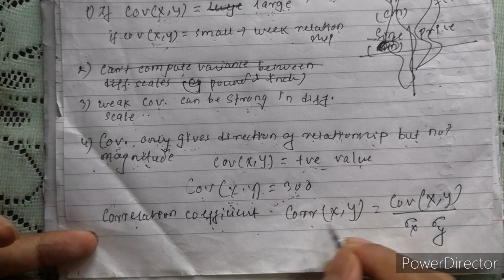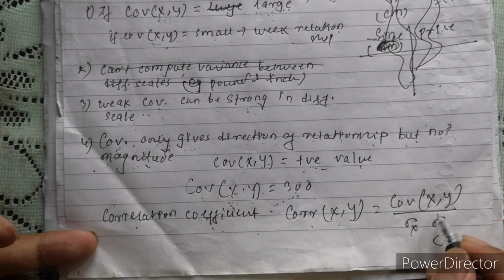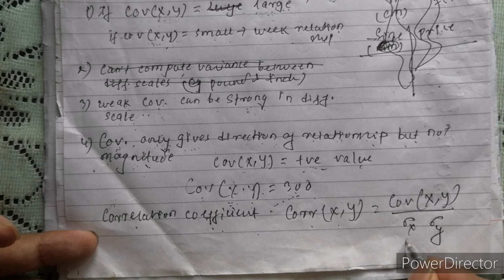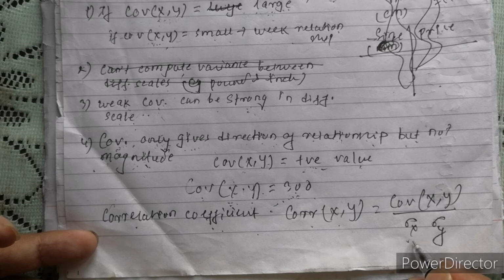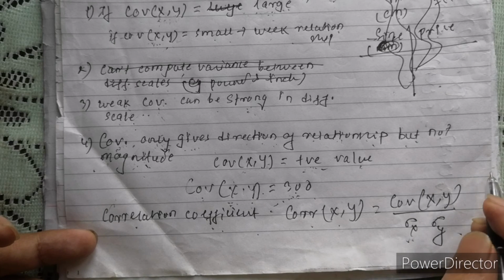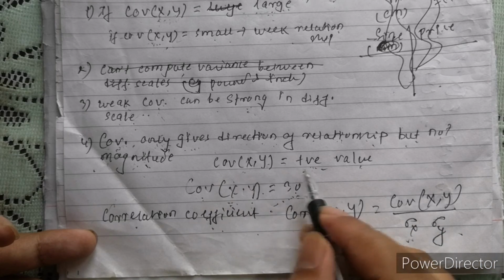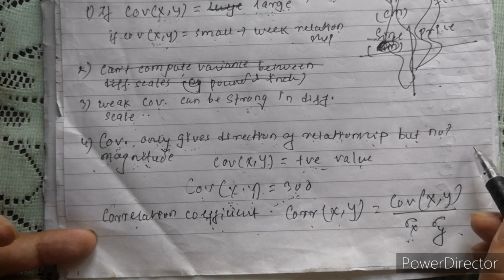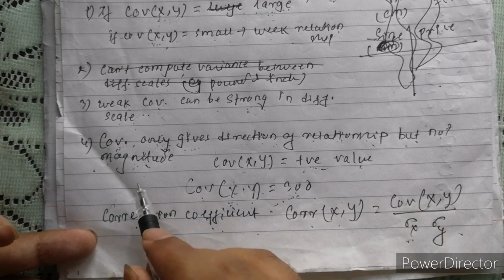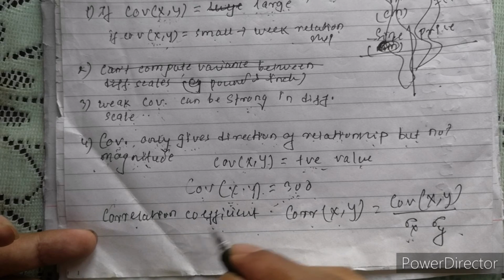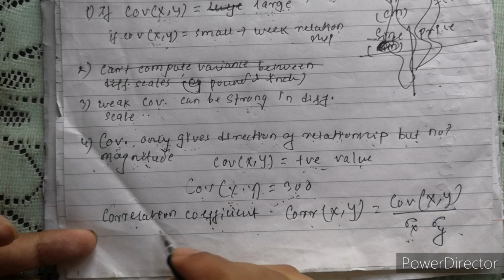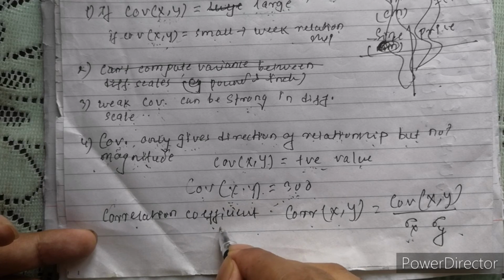So the correlation between the variables x and y can be calculated by dividing the covariance of x and y by the standard deviations of the variables x and y. So in conclusion, covariance only gives you the direction of the relationship, but it does not tell you the magnitude. If we want to find exactly how strong the relationship between x and y is, we can use the correlation coefficient.